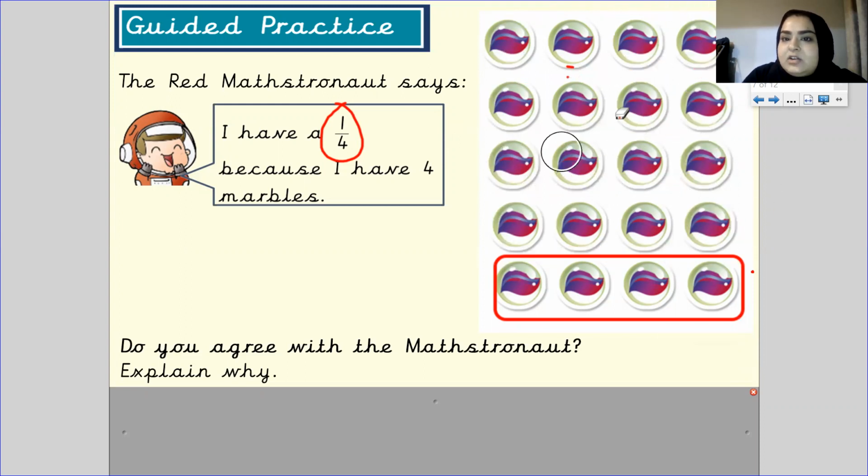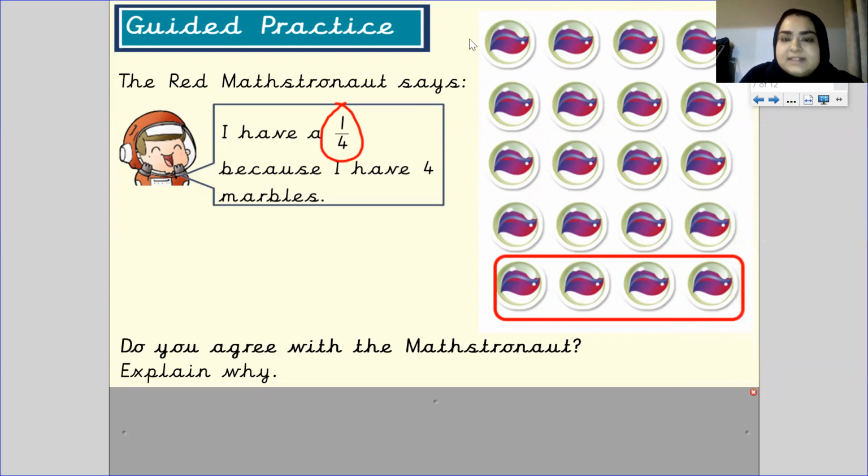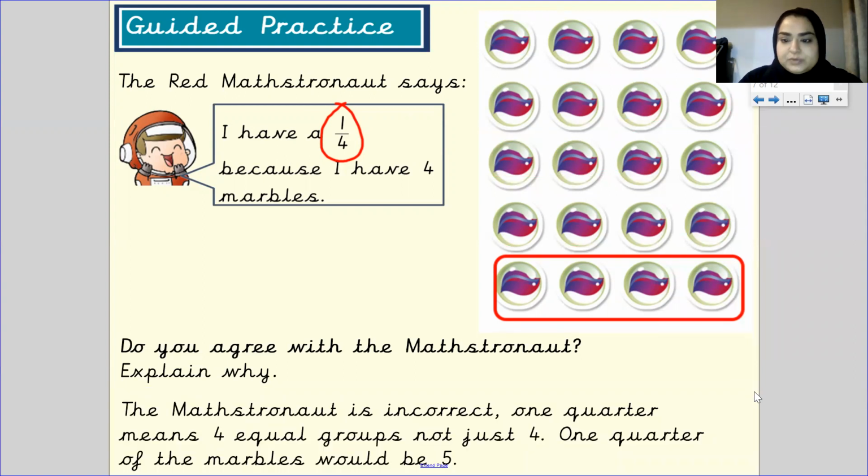And he is incorrect because quarter does not mean just having 4. Quarter means 4 equal groups. Quarter does not mean I have 4. Quarter means there's 4 equal groups, but the groups could have a big number in them, the same number throughout all the groups. So let's see what the answer is. So the mathstronaut is incorrect.